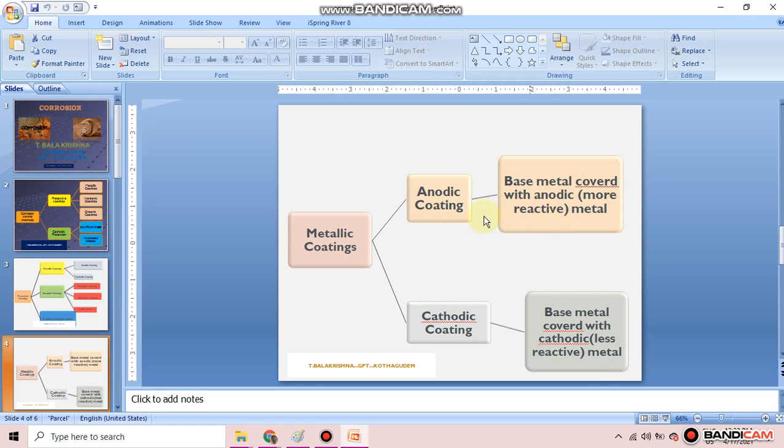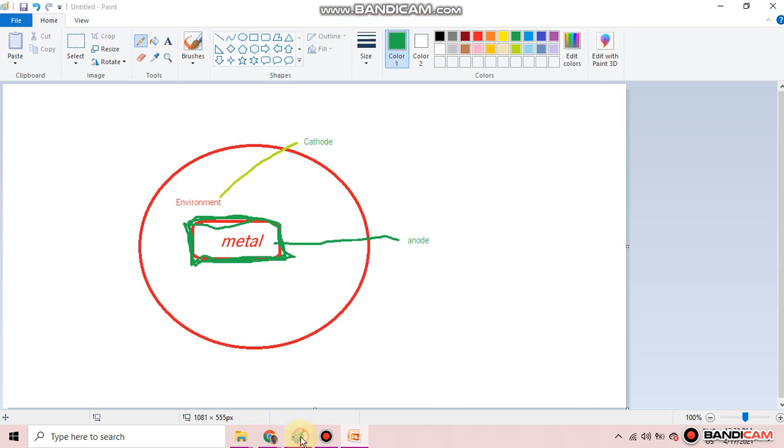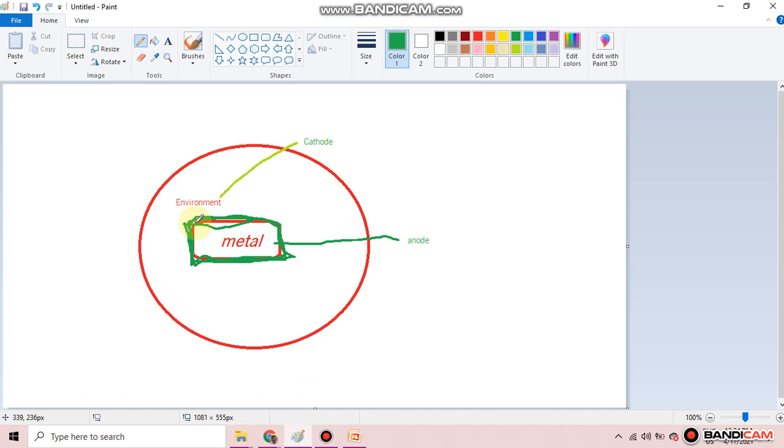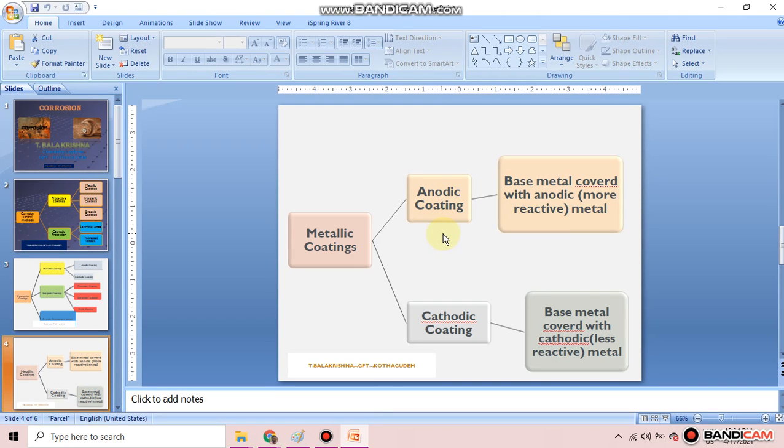In anodic coating, the base metal, which we want to protect from corrosion, is covered with a more reactive metal. The coated metal is more reactive than the base metal, so it acts as an anode. So it is called anodic coating.